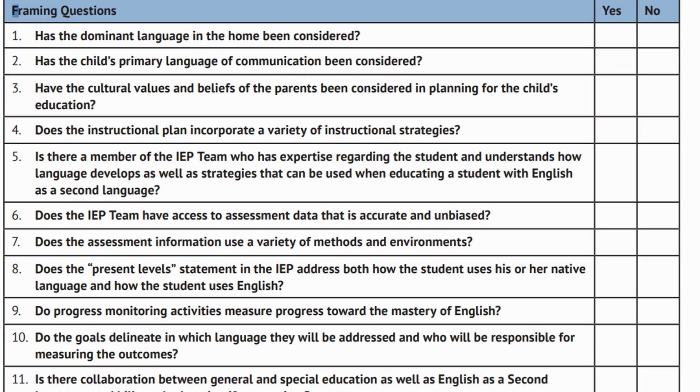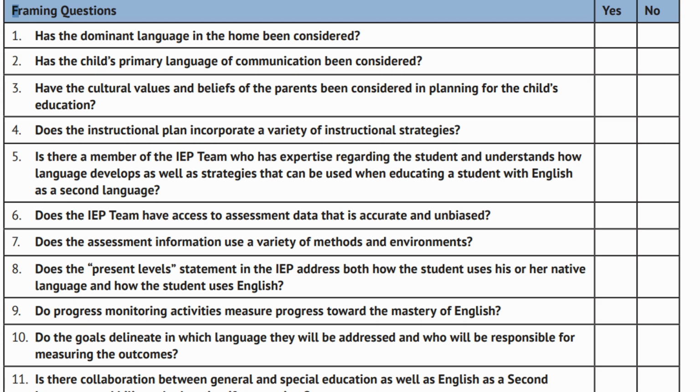Have cultural values and beliefs of the parents been considered in planning for the child's education? We did see evidence of the parents' input being acknowledged in the student concern section of the IEP, and we saw cultural interpretations of Maria's preference for group work and thoughtful questioning, supporting peers when making interpretations of what might otherwise have been called off-task behavior.